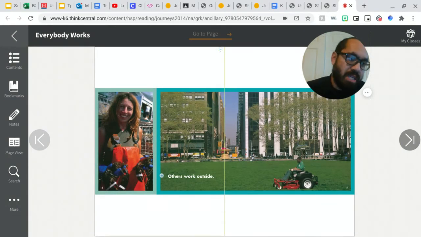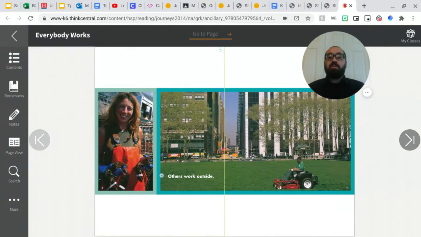Others work outside. So the words say that some people work outside, and the picture shows people working outside. Do these pages teach us something new? If you think they teach us something new, you are correct, because yes, it does teach us something new. And what do they teach us? I'll give you a minute to think about this. What is this page teaching us? It said others work outside. So what are we learning from this picture?